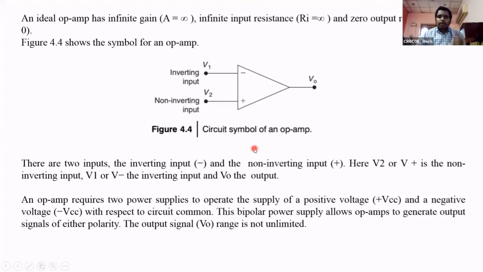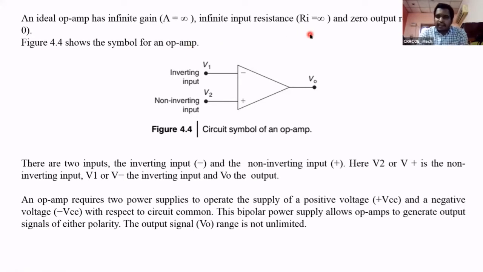Next, we see the characteristics of the ideal operational amplifier. Ideal means the perfect operational amplifier, which does not exist in real life, but we can see what the characteristics of the ideal op amp are. The first characteristic is that gain is infinity. The gain of the ideal amplifier is infinity, meaning no limit for gain, a very high gain device, but practically it is limited because of the biasing supply voltage. And the second one, input resistance is infinity.